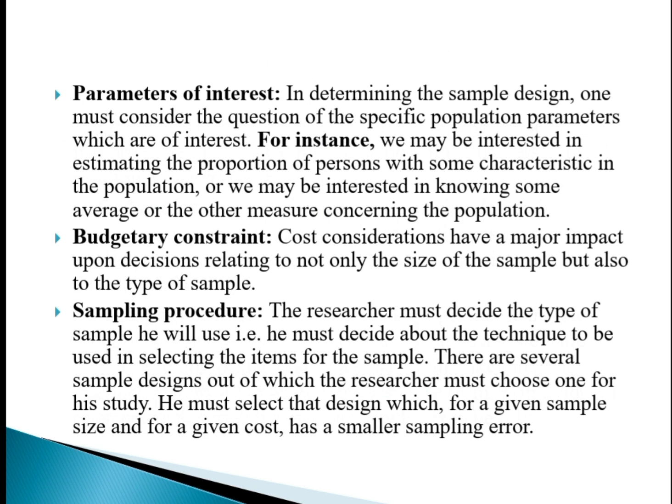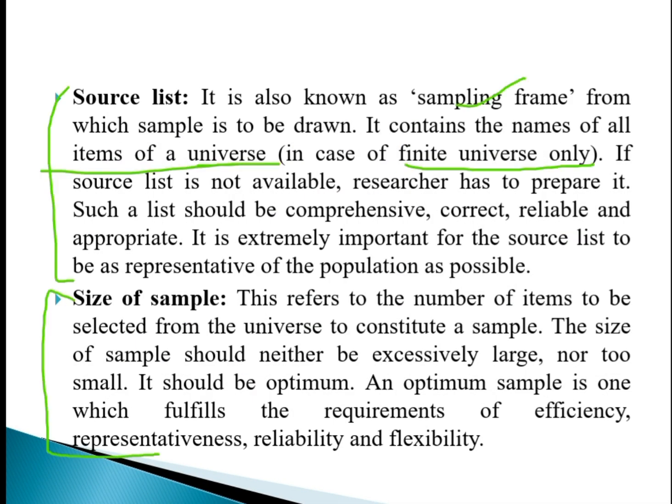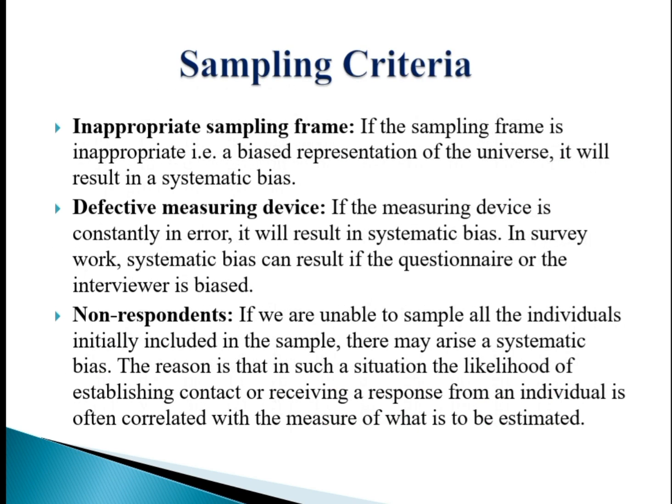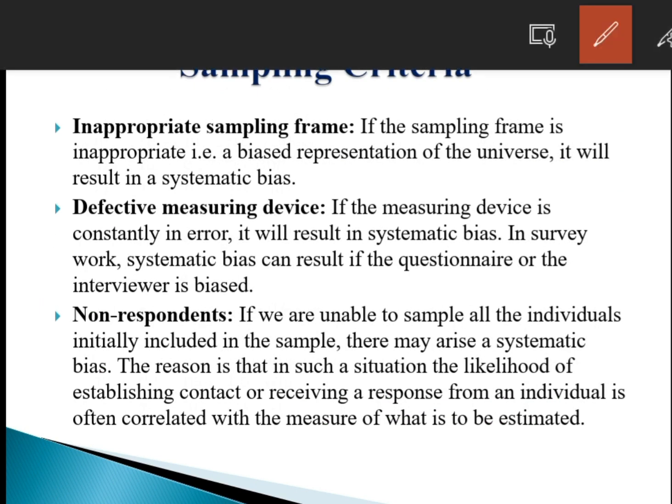we have discussed the sampling design. We have discussed the steps in sampling design. There are 7 steps. Now we discuss the criteria of the sampling. First one is inappropriate sampling frame. In the third point, we discussed the sampling frame. In that we discussed the source list.